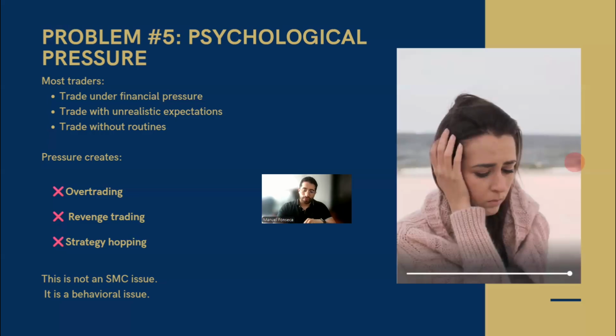The ones who are professional and reliable, right? There are others who are just selling a lifestyle, but that's another type of content creator. They're not real traders, right? Now, pressure creates overtrading, revenge trading, and strategy hope.